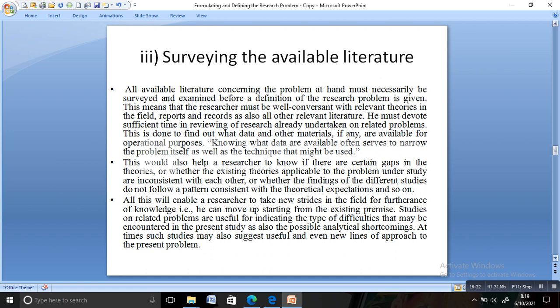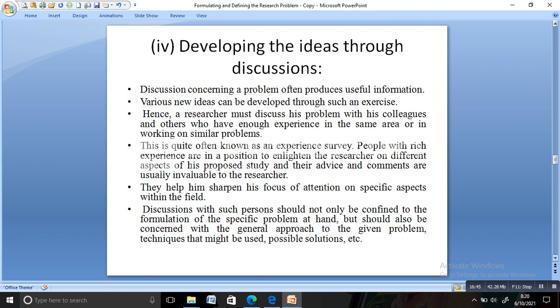This literature survey will help narrow your research to one area, either breast cancer, ovarian cancer, or liver cancer. Likewise, you can narrow your research. Then you can develop the idea through discussion. You can discuss with your guide. You can discuss with people who have vast experience. You can discuss with people who gave you an idea. Sometimes some people may have given you an idea for doing the research.